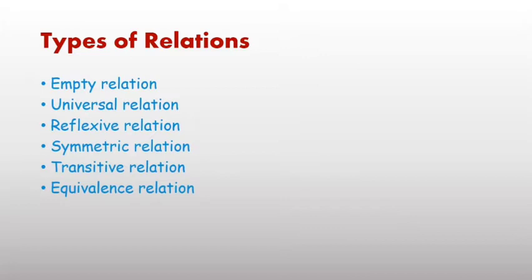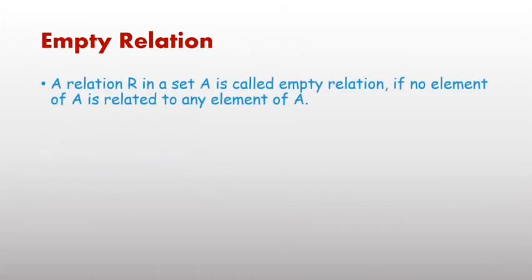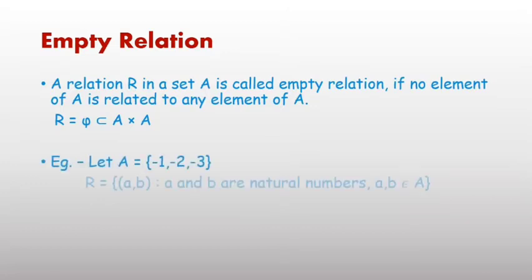First one is empty relation. A relation R in set A is called empty relation if no element of A is related to any element of set A. Means R equal to phi.